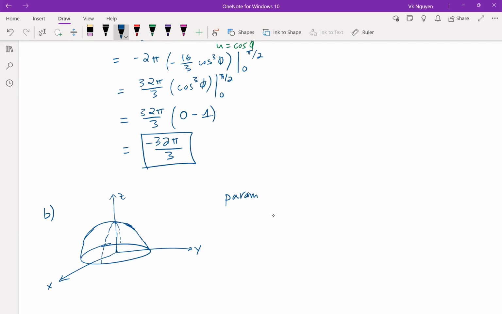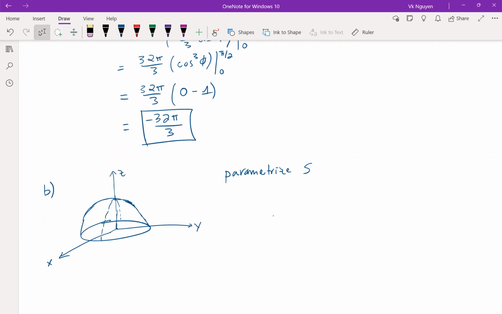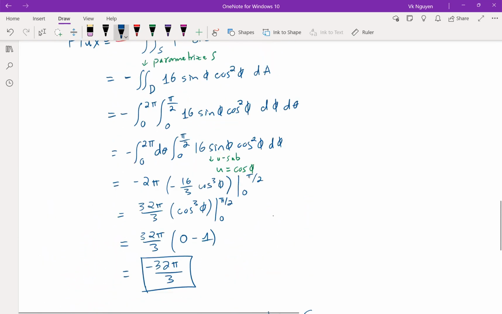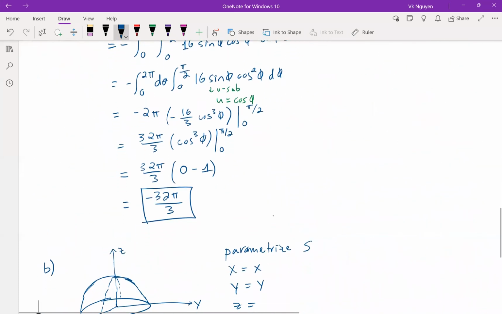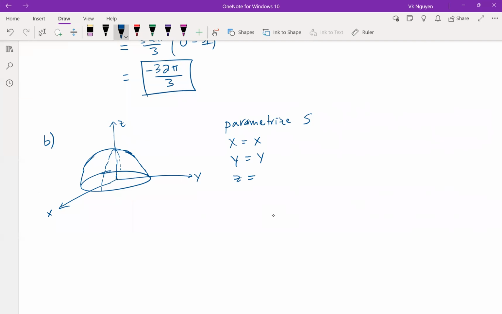Parameterize S. Okay, parameterize it. What do we have here? We have x equal x, y equal y, z equal, well, this is a hemisphere of radius 2 centered at the origin. So you can quickly solve for z. If you do x squared plus y squared plus z squared equal 4, then z is going to be the square root of 4 minus x squared minus y squared.